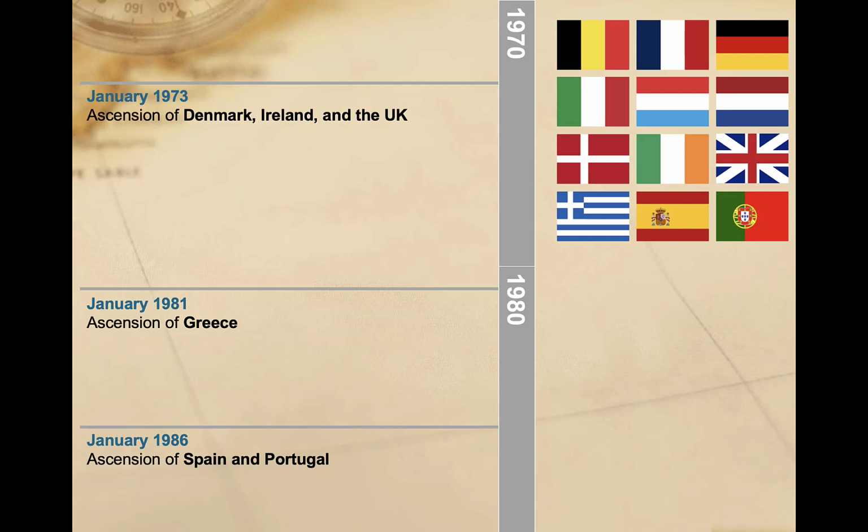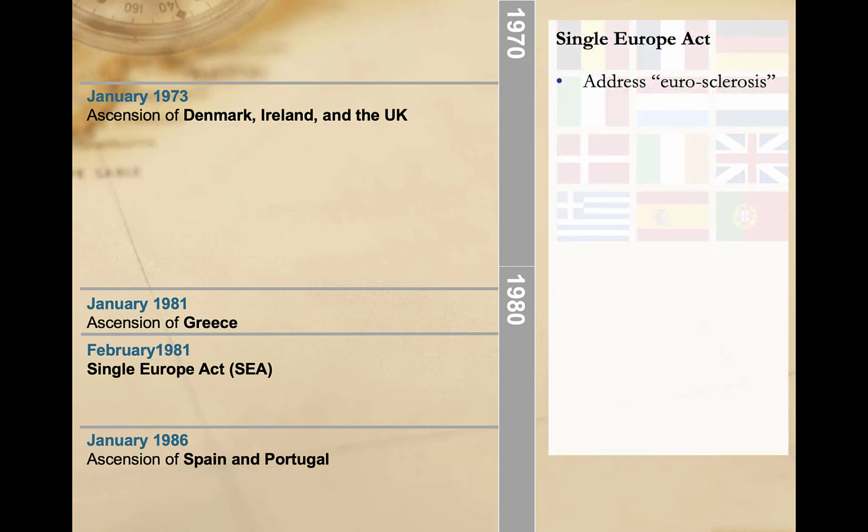Also of note during this period was the negotiation of the Single Europe Act in 1981. The Single Europe Act was the first major revision of the Treaty of Rome, which had established the European Economic Community in 1957. It was intended to address the problem of Eurosclerosis, the economic slowdown in Europe, by promoting further economic integration across Western Europe.